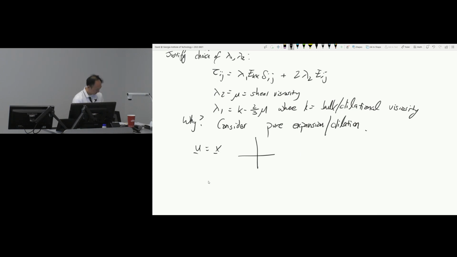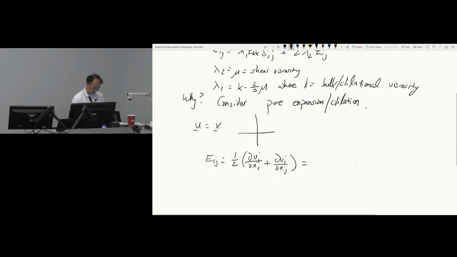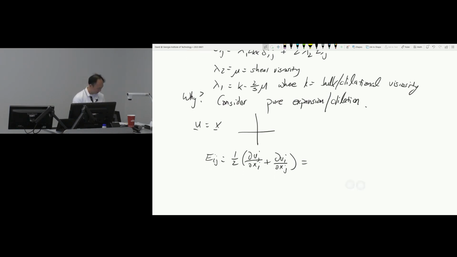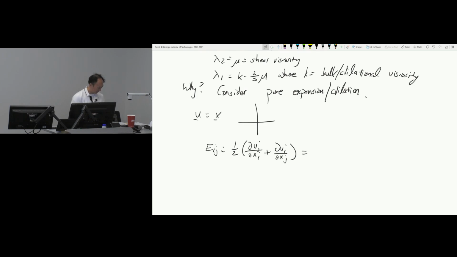You can do this with a partner. Remember, Eij is del u plus del u transpose, so we have this plus the transpose. Let's take two or 3 minutes, talk to someone and see if we can calculate Eij and then eventually tau ij based on this, because you'll need to be able to do something like this for the homework.